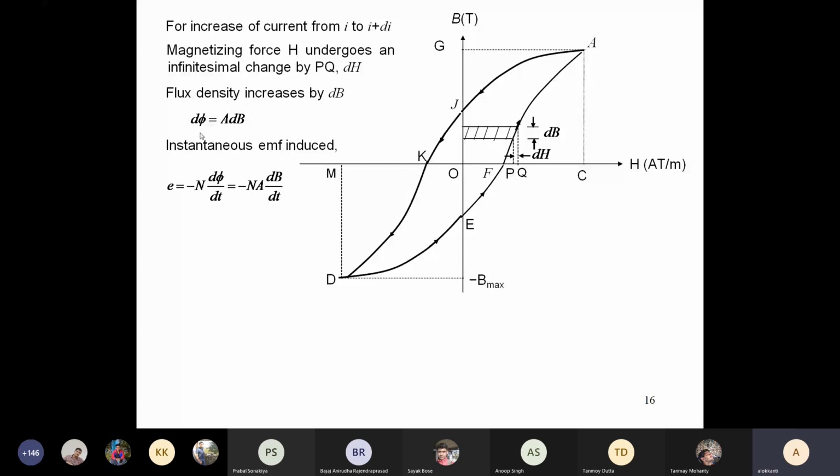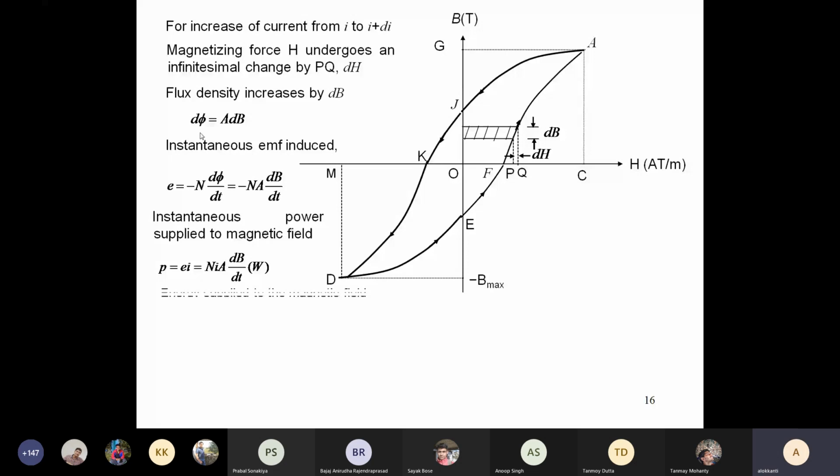So what actually happens is the instantaneous power supplied to the magnetic field. Since you are changing the current, you are basically providing power to the magnetic field. The power supplied to the magnetic field becomes P is equal to E I. If you substitute E and I, you get N I A dB dt, and the unit is watts. So if we have changed the current by dI, that will result in an instantaneous power supplied to the magnetic field of N I A dB dt.